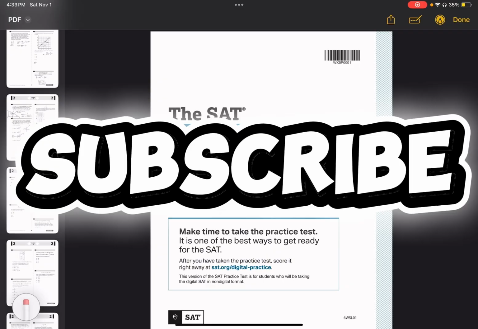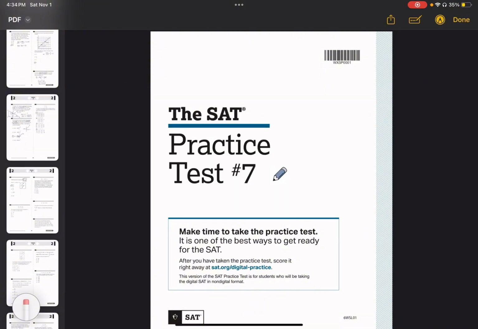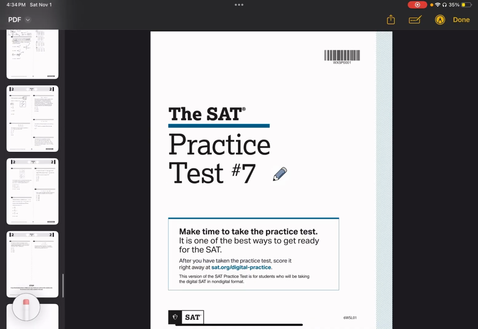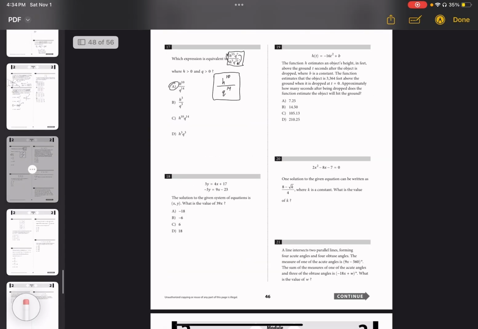We're on our final day now of practice test number 7. Remember, we're taking 4 days for each one, 2 for each module, and we're doing only the math section. Today, we're finishing off module 2 here, and we're going to start with this problem over here.